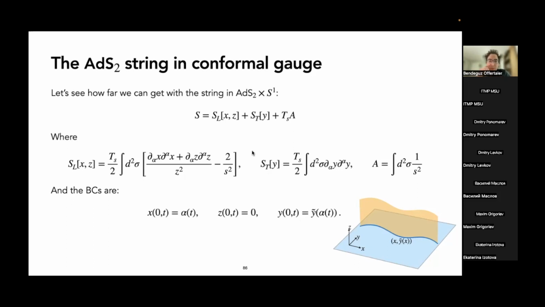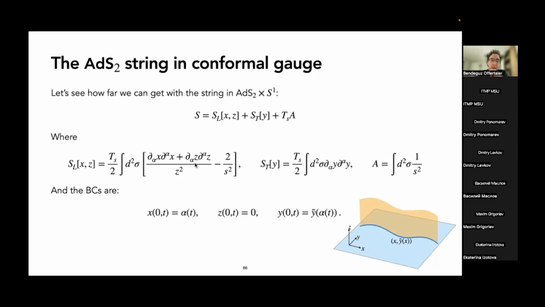I should say that the reason why we focused on the string in AdS2 cross S1 is because we could nicely decouple the longitudinal modes from the transverse modes. It would be interesting to understand more generally if this story with the boundary reparametrization mode in conformal gauge can also be extended to, for instance, the string in AdS3, where the longitudinal mode and the transverse modes can't be decoupled quite as nicely. But we haven't really thought too much about that.